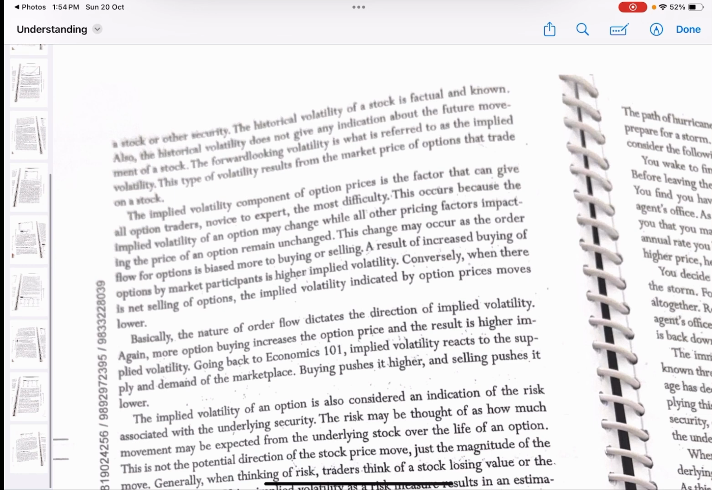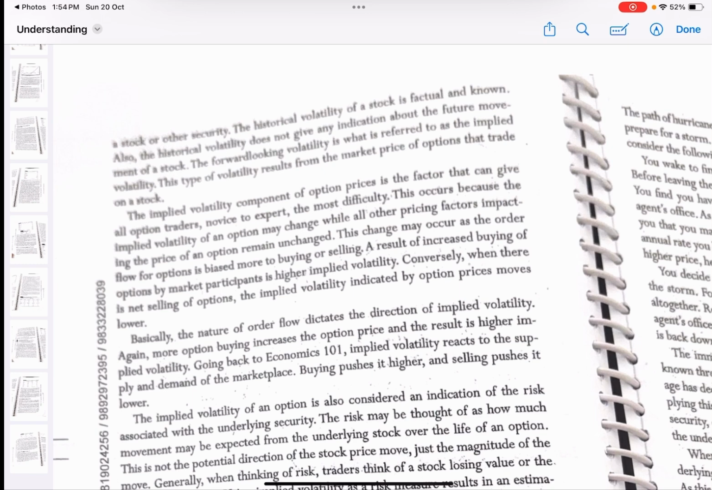The IV component of option prices is the factor that can give all option traders, novice to expert, the most difficulty. This occurs because the IV of an option may change while all other pricing factors impacting the price remain unchanged. Like we have seen in the options lesson, a lot of factors influence the option price. Out of all of them, the rest can be fixed, but IV is something which can always keep changing and adjusting itself according to the volatility present in the market.